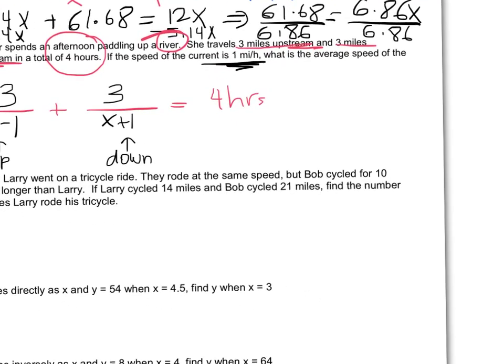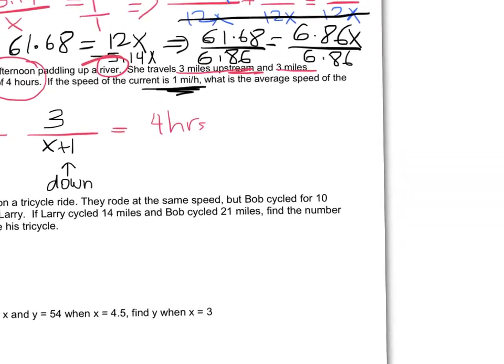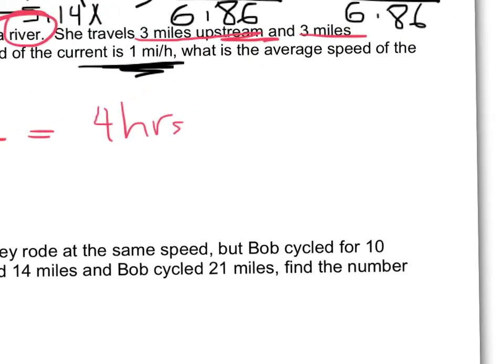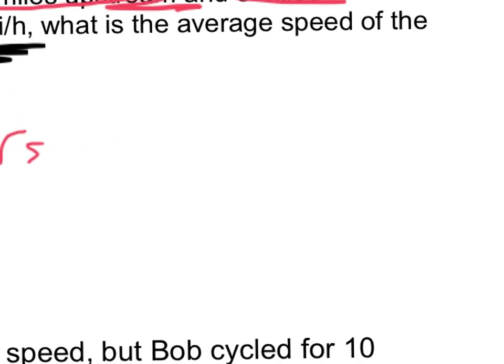I think I need more space for that. Okay, so let me make this bigger. Try to solve over here. So then my two fractions are 3 over x minus 1 plus 3 over x plus 1 equals 4.